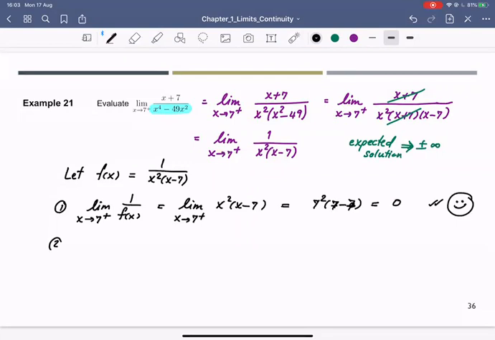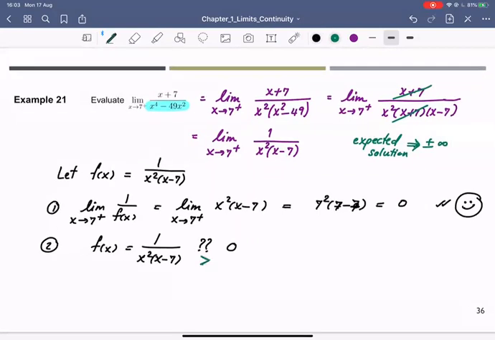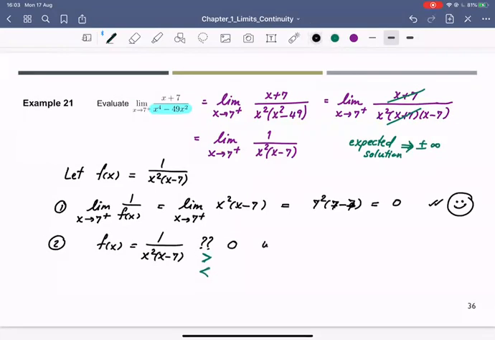Next, number 2, I need to figure out whether f(x) equal to 1 over x squared times (x minus 7) is greater than or less than 0 when x gets close to 7 from the right. What is the sign here? Greater than or less than? Type in the chat, please. This is a double check that you are still with me. Type in the chat whether you pick the greater than sign or the less than sign.